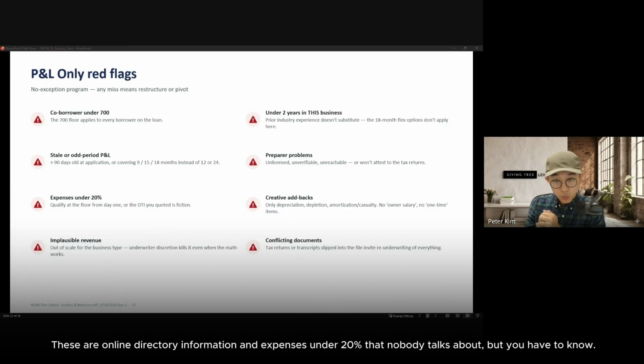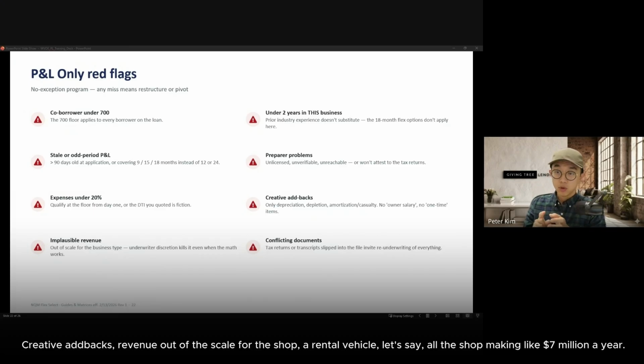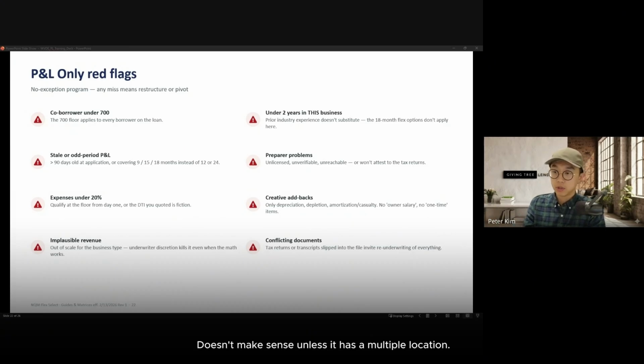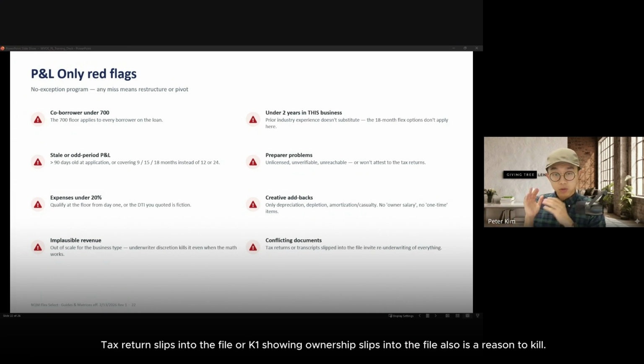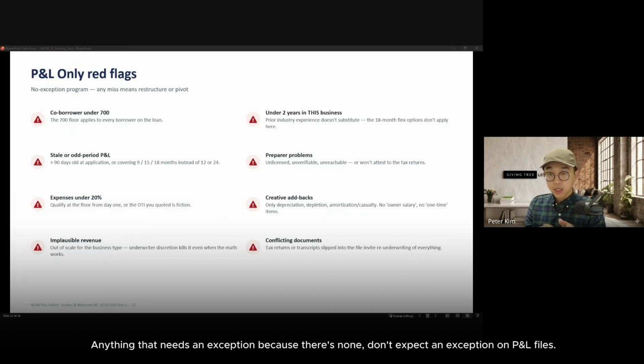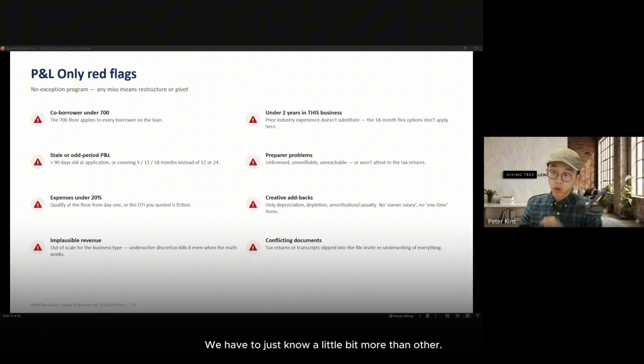And expenses under 20%, that nobody talks about, but you have to know. Creative add-backs. Revenue out of scale for the shop, for instance, an auto shop making like $7 million a year. Doesn't make sense unless it has multiple locations. It needs to make sense. A tax return slipping into the file, or a K1 showing ownership slipping into the file, is also a reason to kill. Anything that needs an exception, because there's none. Don't expect an exception on P&L files. We have to just know a little bit more than others.